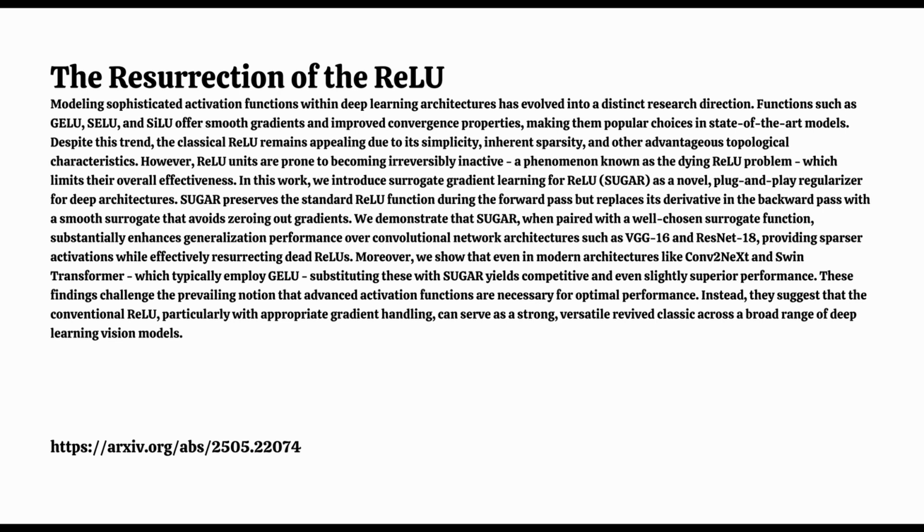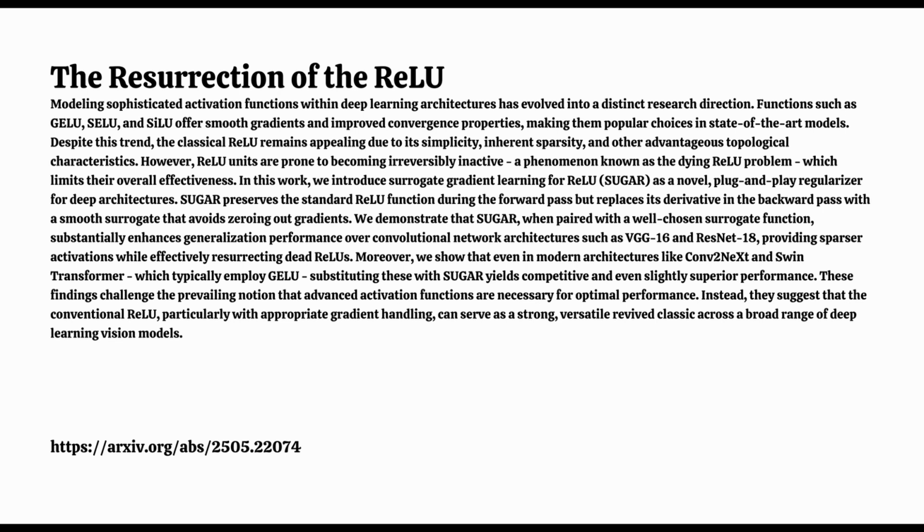The core idea of SUGAR is quite clever, actually. It preserves the standard ReLU function during the forward pass, so the network behaves just like a normal ReLU network when making predictions. Same output behavior. But during the backward pass, when gradients are calculated for learning, it replaces ReLU's zero derivative for negative inputs with a smooth, non-zero surrogate derivative. So you keep the forward pass benefits, maybe like that sparsity, but you sidestep the zero gradient issue on the backward pass. The paper explains this is done using a technique called forward gradient injection, FGI.